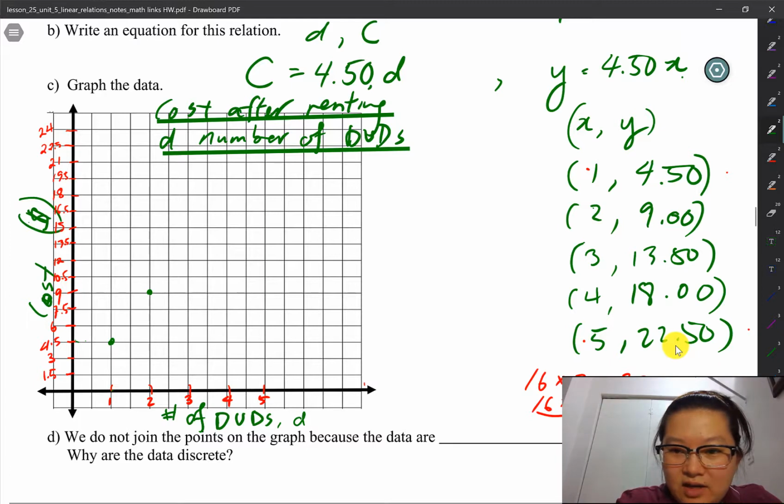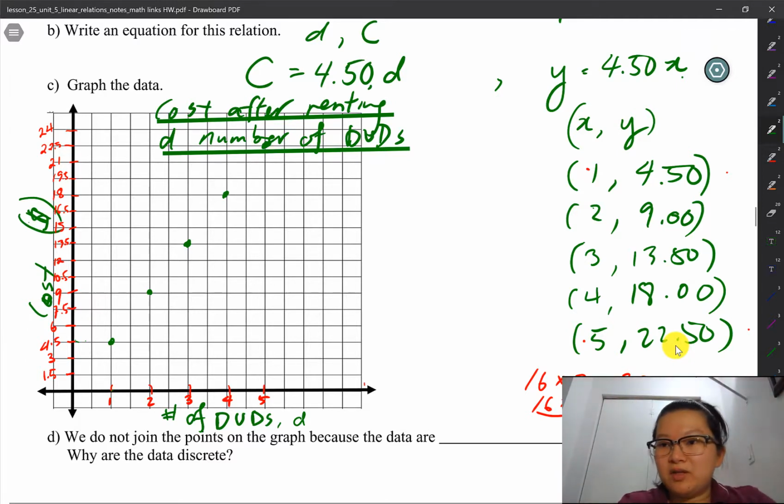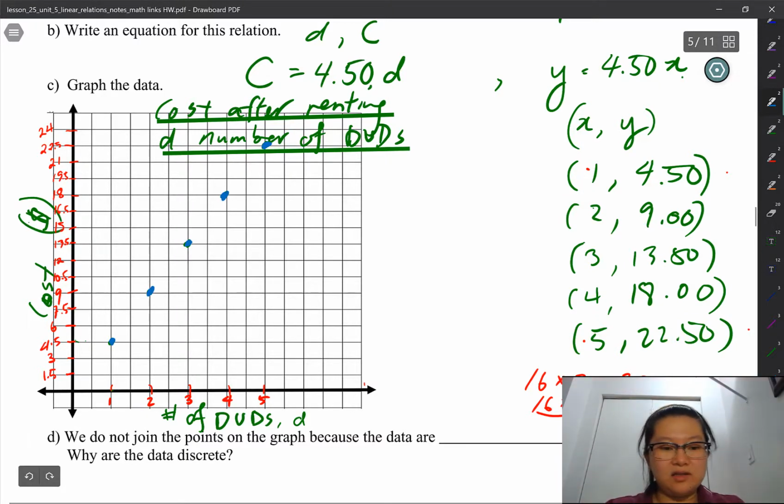Okay, and then 3 goes up to 13.5. So 13.5 is right there. 4 goes up all the way to 18. And then 5 goes up to 22.50. Okay, so those are my dots. Maybe I put them in different colors so we can see. Oh, that didn't really help. Okay, you get the idea.